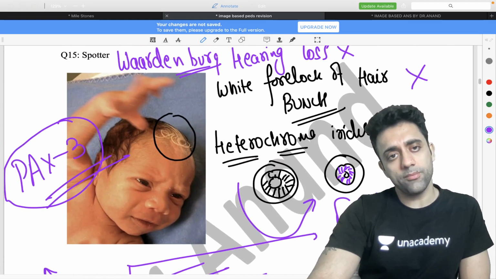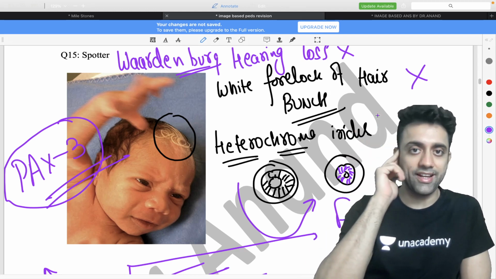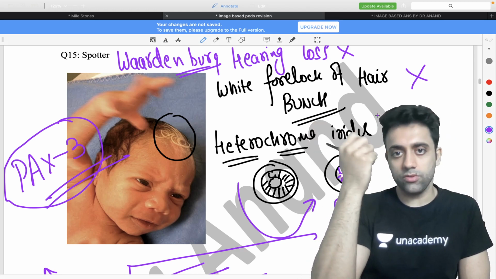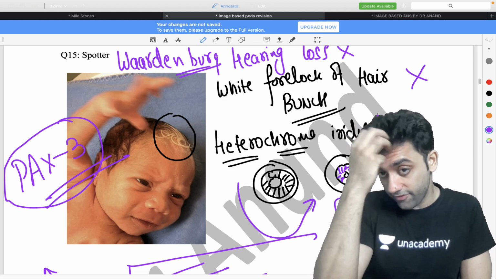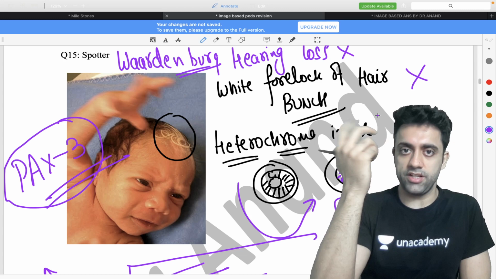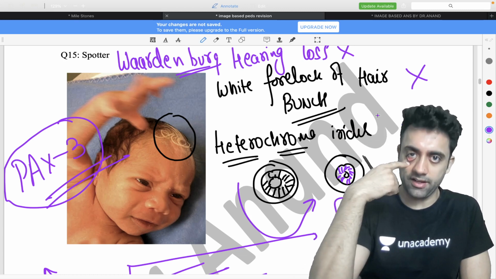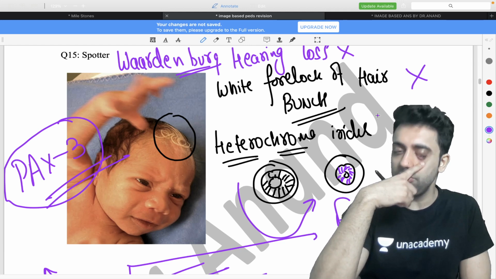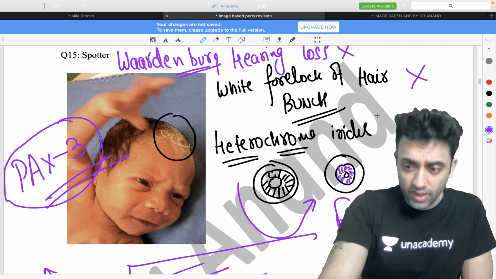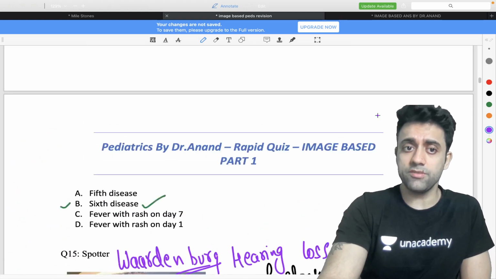Then we also finished something about our hostel warden. Our hostel warden, he will have hearing issues. Number two, he'll have a white bunch of hair in the front, and also he will have eye color change, heterochromia iridis. One eye is black and the other eye is blue, like that. And very important, the gene mutation in Waardenburg syndrome is PAX3.